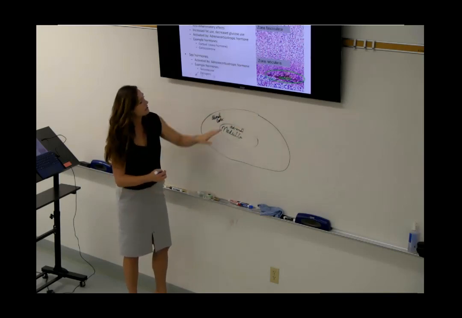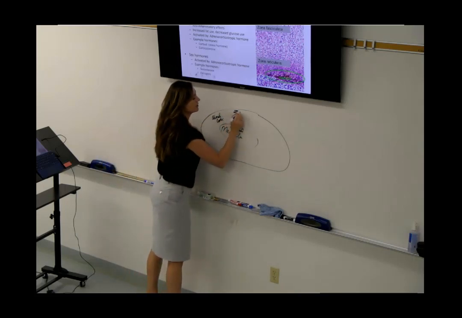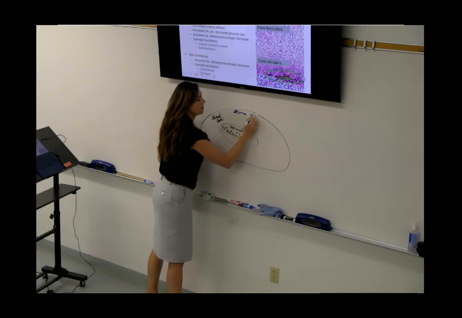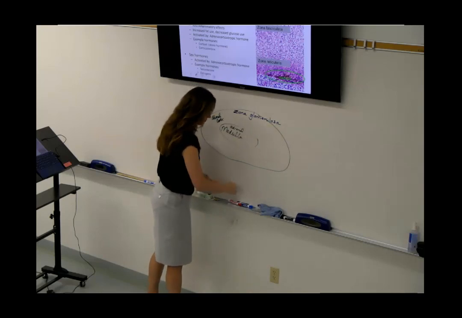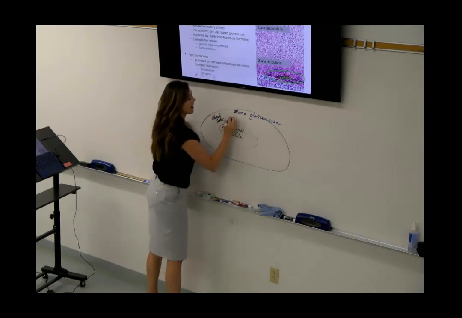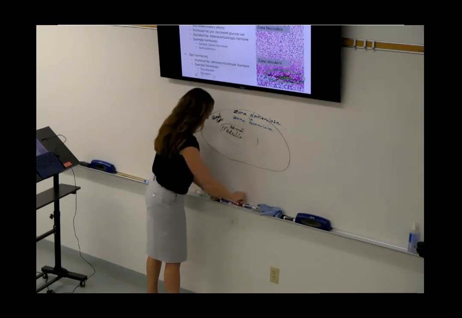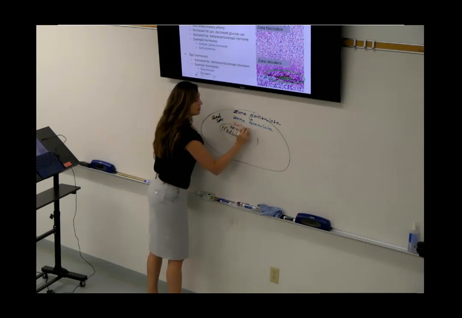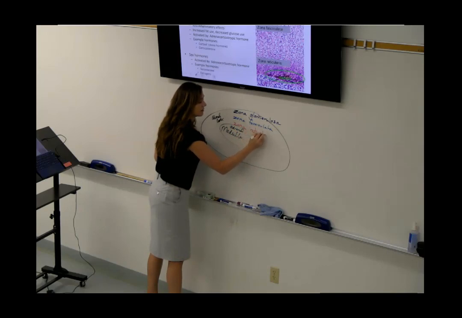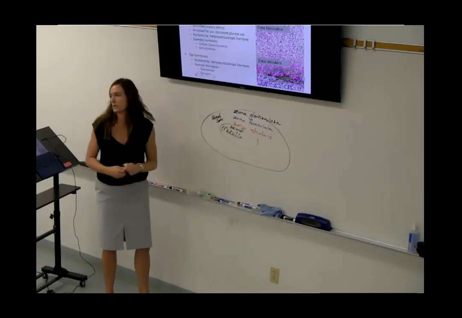So what we have on the outer portion of the cortex is what's known as zona glomerulosa. And then just in from that, we have zona fasciculata. And just in from that, but before we get to the medulla, we have zona reticularis. So they are all part of the adrenal cortex.